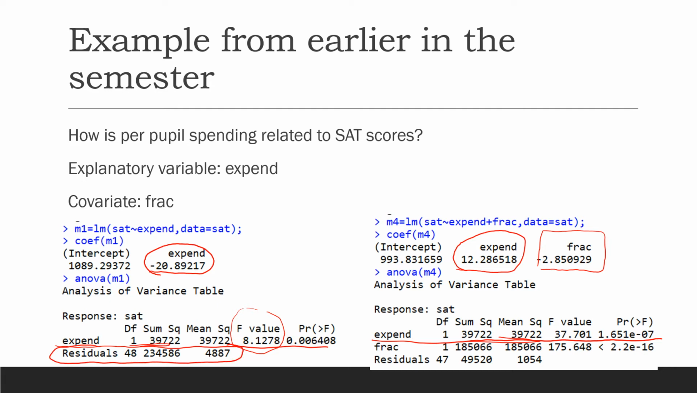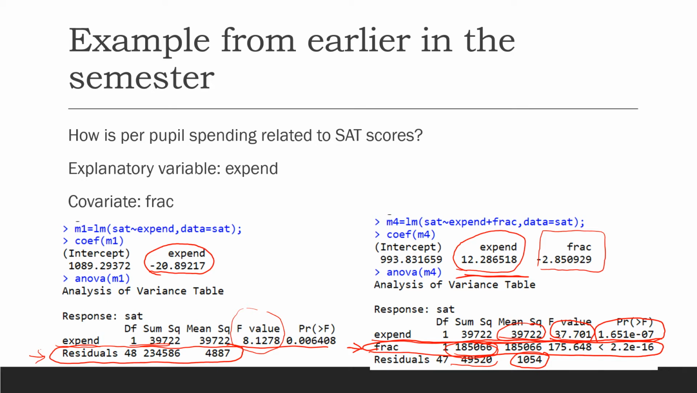The sum of squares that are attributed to the residuals is much smaller because the fraction of students taking the exam is soaking up a lot of the sums of squares. So a lot of the variation that was originally left unexplained by the model is now being explained by the fraction of students taking the SAT. And so now when I take my mean squares for expenditure and divide it by the mean square of residuals, instead of dividing by 4,887, I'm dividing that same mean square by 1,054, and it's giving me a much larger F statistic value and a much smaller p-value. And in addition, it's also showing me a relationship in the opposite direction.